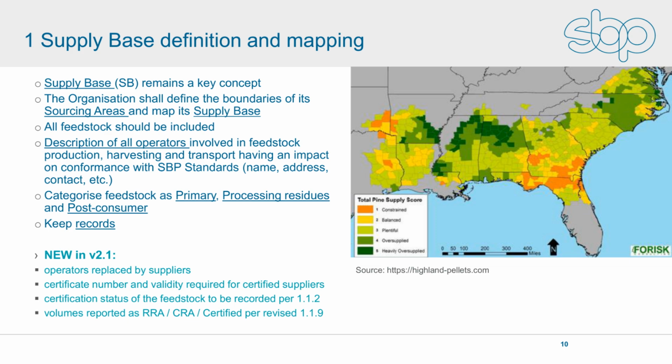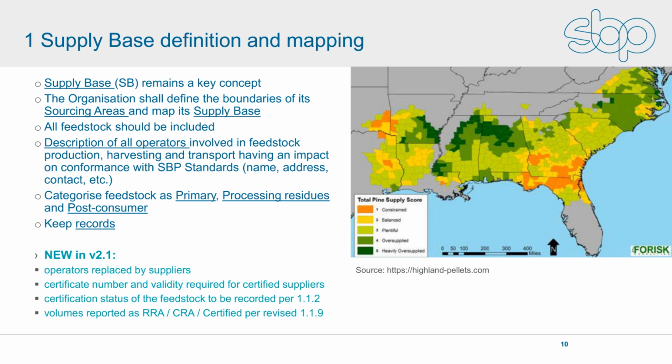The organization must define the boundaries of its sourcing areas and map its supply base. All feedstock currently used or intended to be used in the production of SBP certified biomass must be included. The description must cover all suppliers involved in the production, harvesting, and transport of feedstock whose actions can affect conformance with SBP standards, with names, addresses, and contact details. Feedstock must be categorized as primary, processing residues, or post-consumer. The records must show the relative volumes of each category.